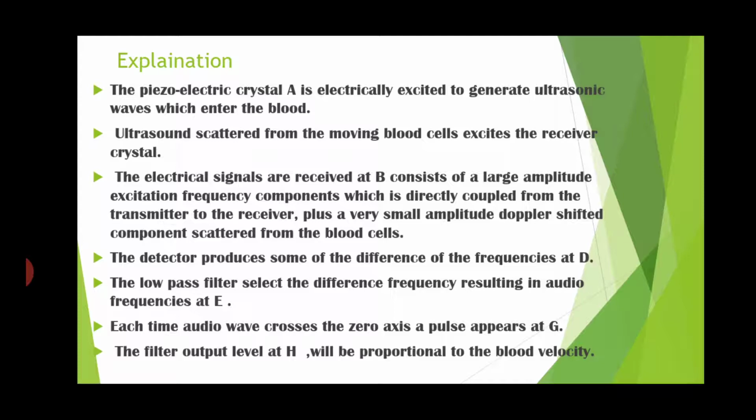The detector produces the sum and difference of frequencies at D. The low pass filter selects the difference frequency, resulting in audio frequencies at E. Each time the audio wave crosses the zero axis, a pulse appears at G. The filter output at H will be proportional to the blood velocity.